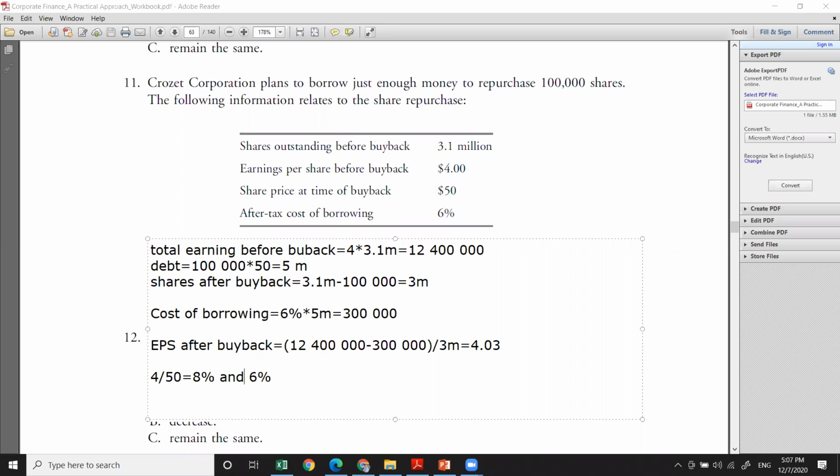So we can compare, we can say that 8% is bigger than 6%, which means that if earnings yield is greater than after tax cost of debt, then it must be the case that EPS or earnings per share will go up. If the vice versa takes place, then you could say that earnings per share will go down.